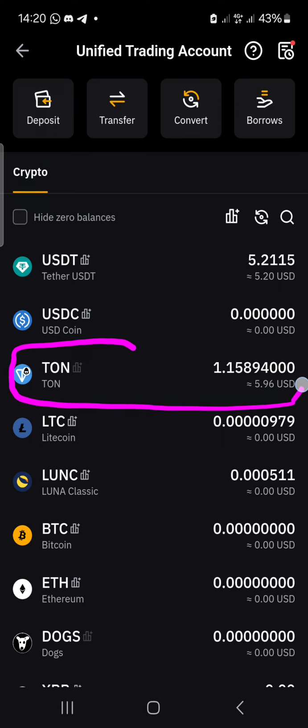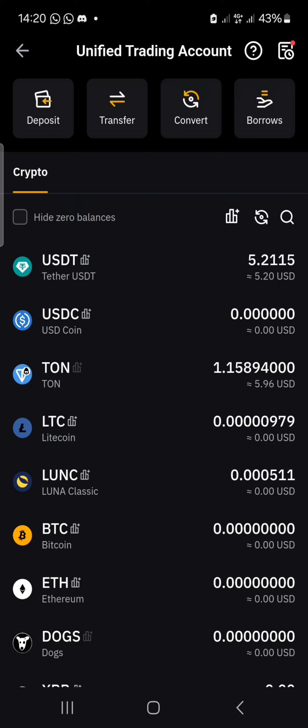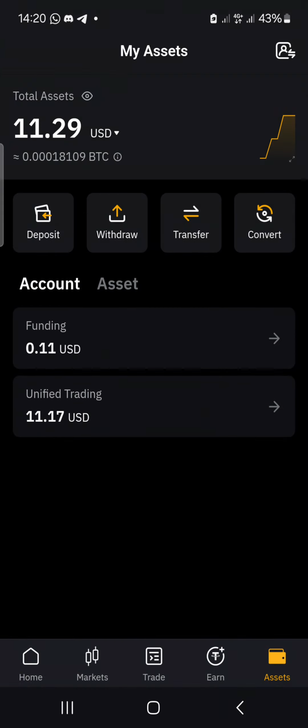This is TON. We bought 1.1 units of TON. So that 1.1 units of TON is fixed, it's stagnant, it does not move. What fluctuates is the value of the TON, which is, as you can see, 5.96 USDT. The price could either go up or come down. It could go down to zero, it could go up to $1,000. It is the value that grows. The unit of the TON itself does not grow. So that's the coin we already bought.